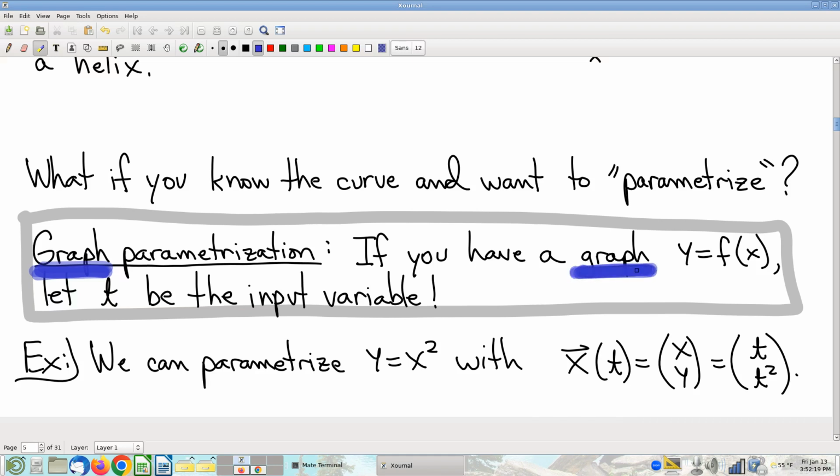And I'm going to say much more about graphs later on, but for the moment, let me just say a graph is where one of the variables is solved for in terms of the other.